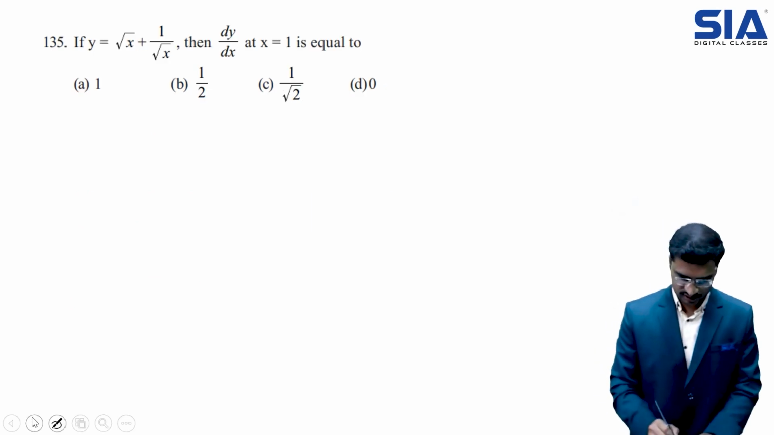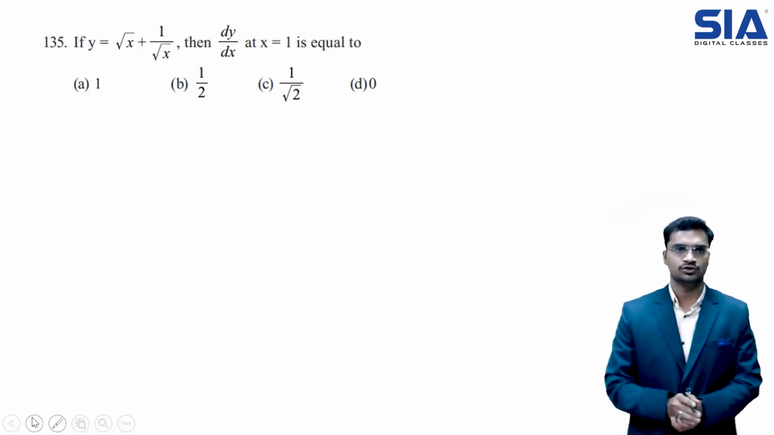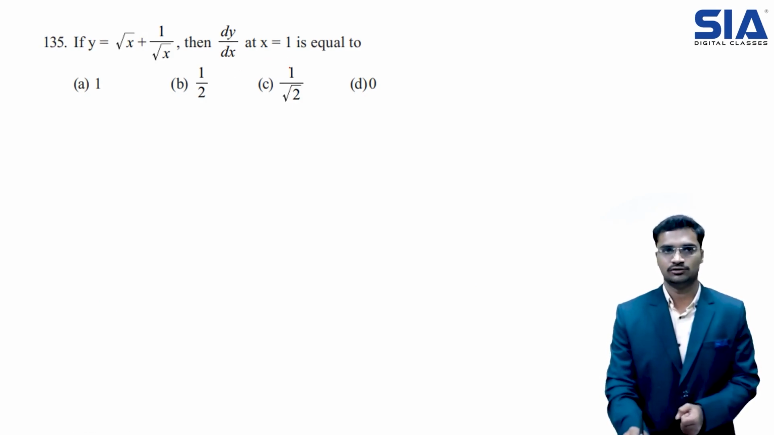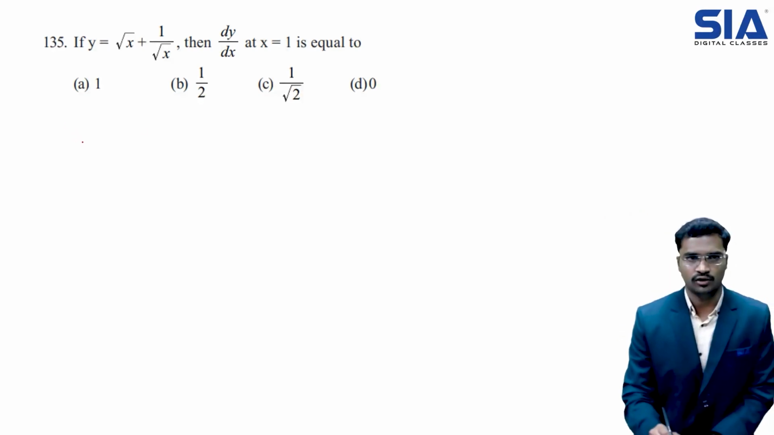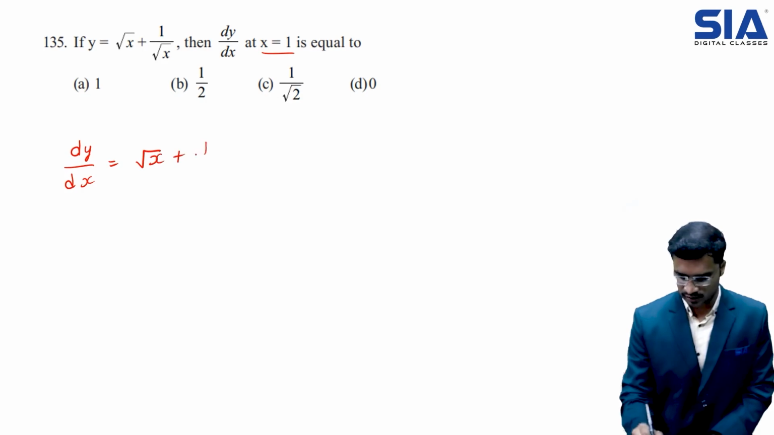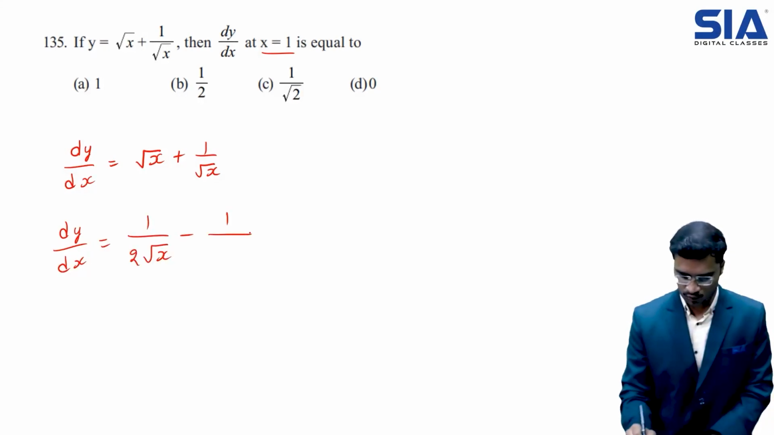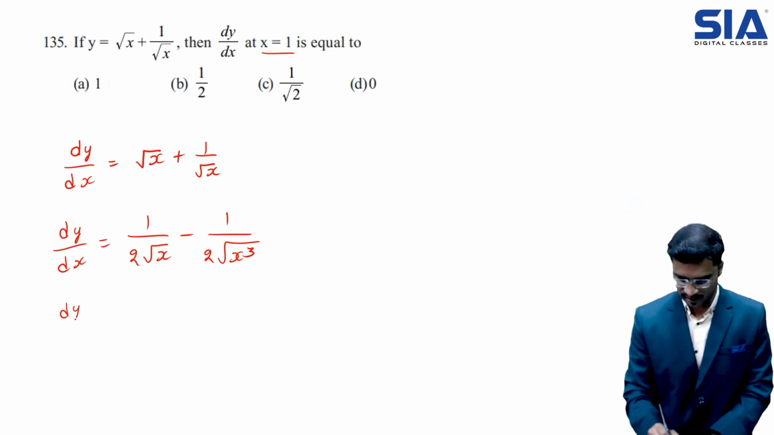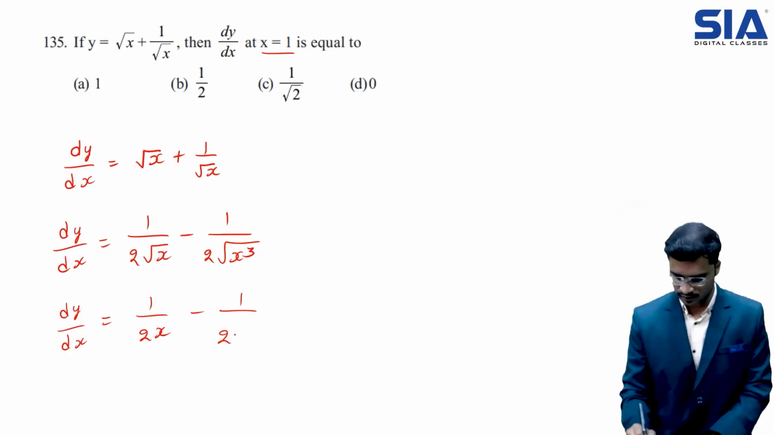Okay. Now coming to the next question: if y equals root x plus 1 by root x, then what is the value of dy by dx at x equals 1? So we should find the value of dy by dx when x equals 1. So dy by dx of root x plus 1 by root x is 1 by 2 root x minus 1 divided by 2 root of x cube. Then simplifying, we are getting 1 by 2x minus 1 by 2x cube.